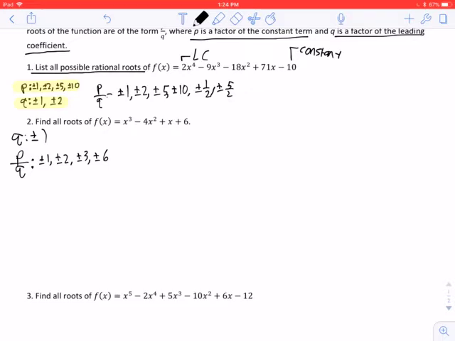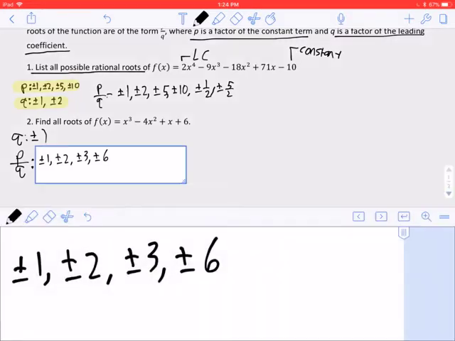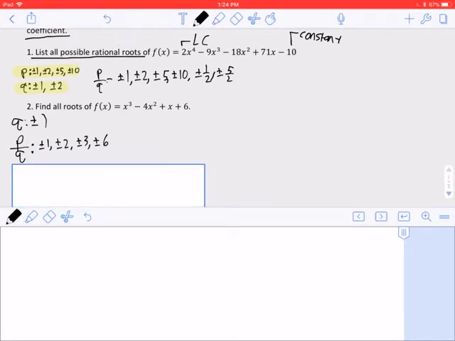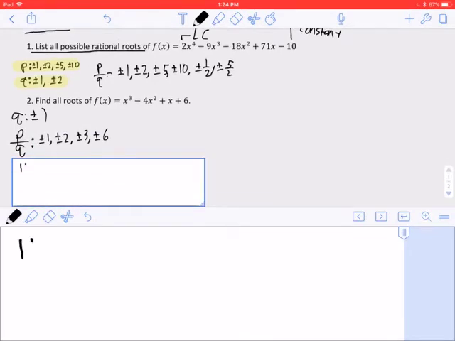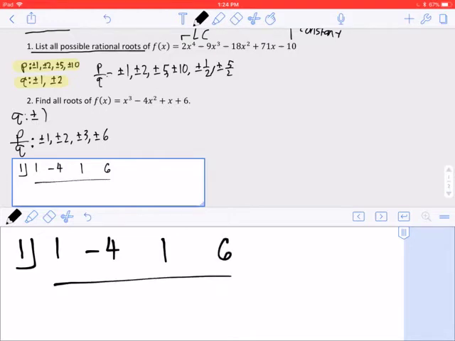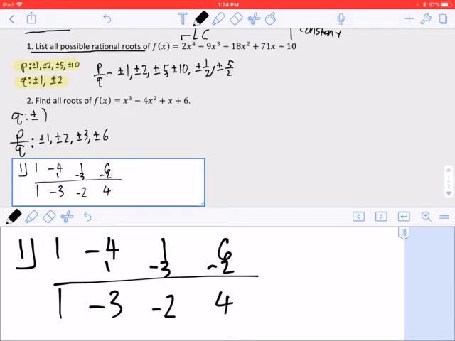So now we're just going to do synthetic division to test which one is actually a root. So we'll start with checking if 1 is a root. Our coefficients are 1, negative 4, 1, and 6. 1, and that's negative 3. That's negative 3. That's negative 2. That's negative 2. That's 4. So we didn't get a remainder of 0, so no, that's not a root, because we want a remainder of 0.